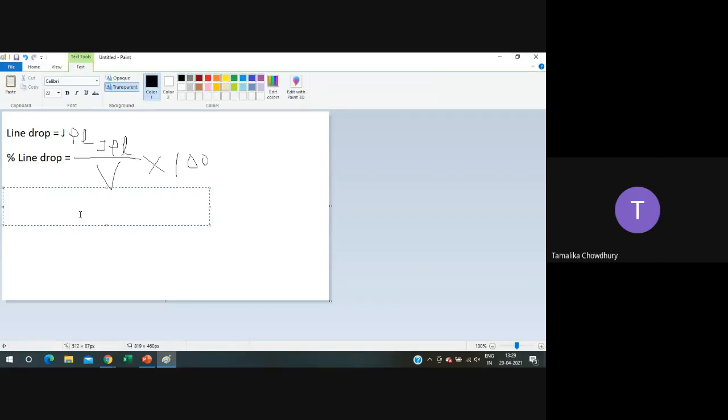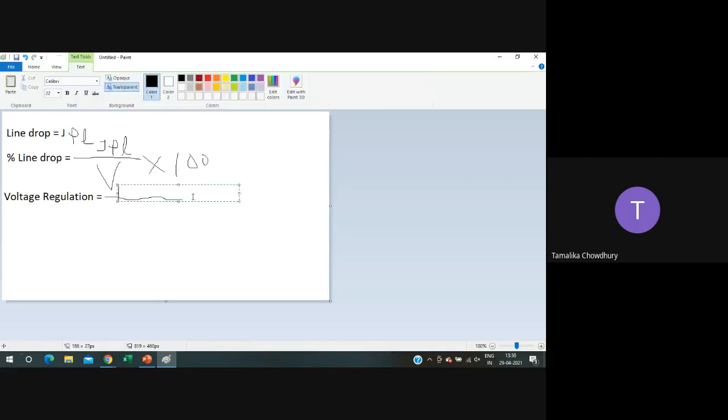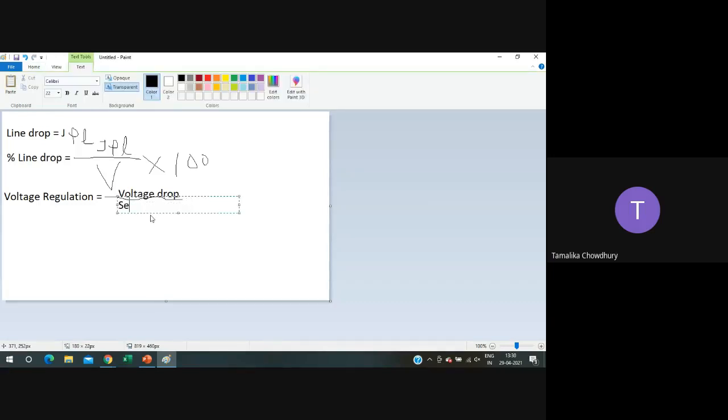Voltage regulation is equal to, in the numerator, the voltage drop, and in the denominator, the sending end voltage.